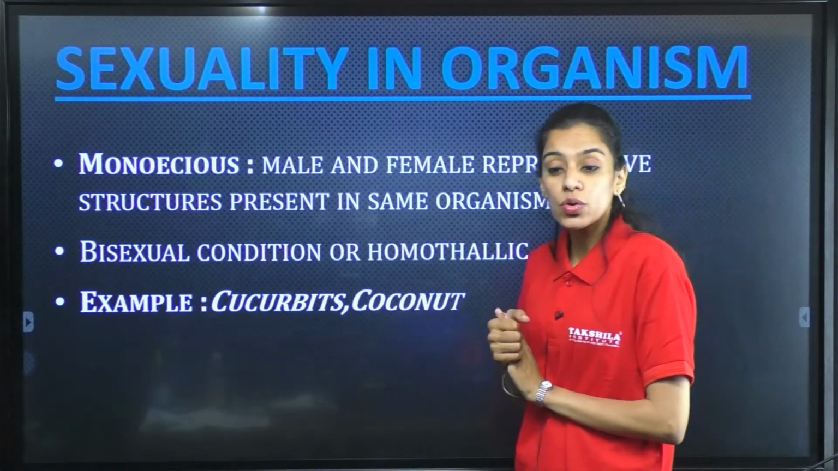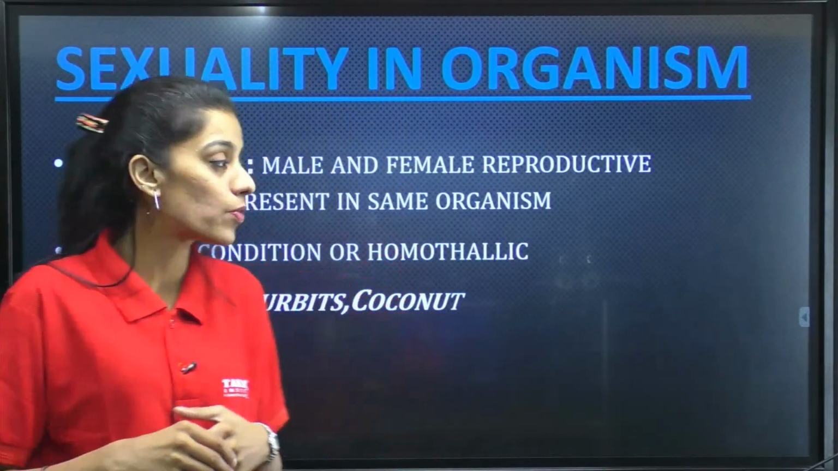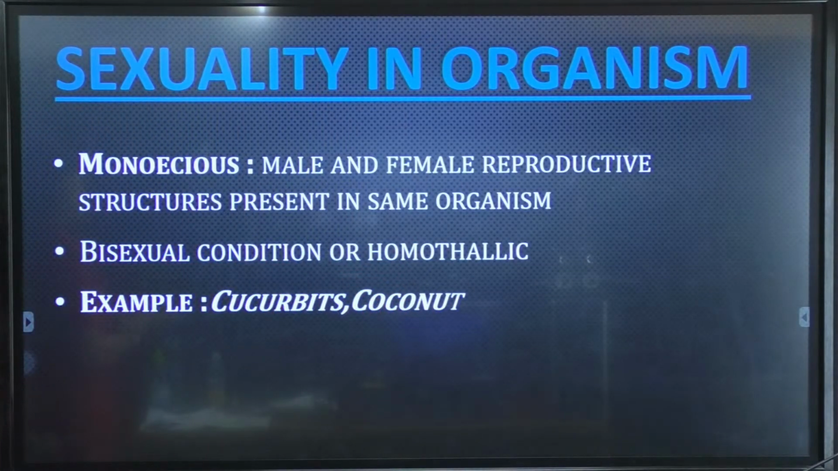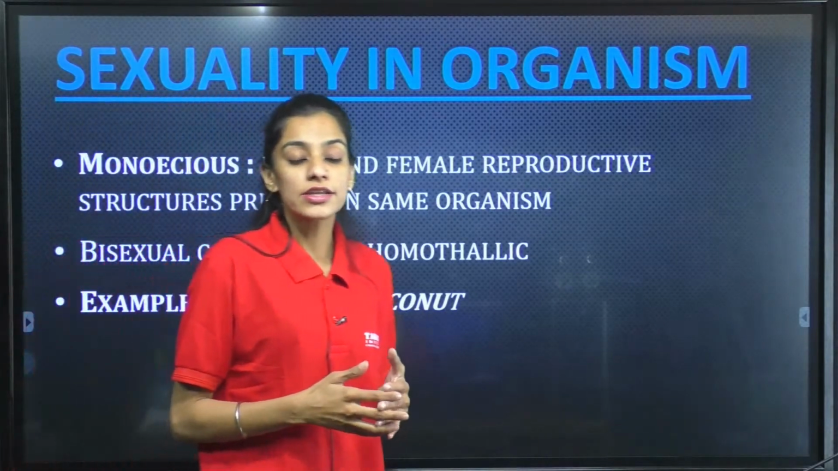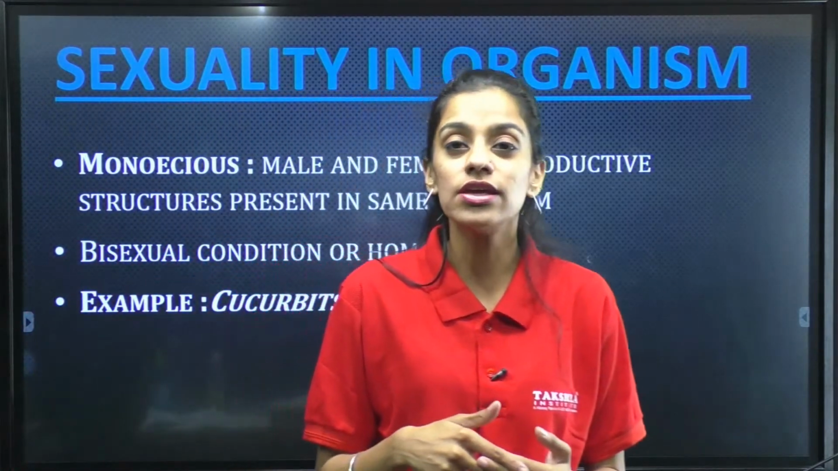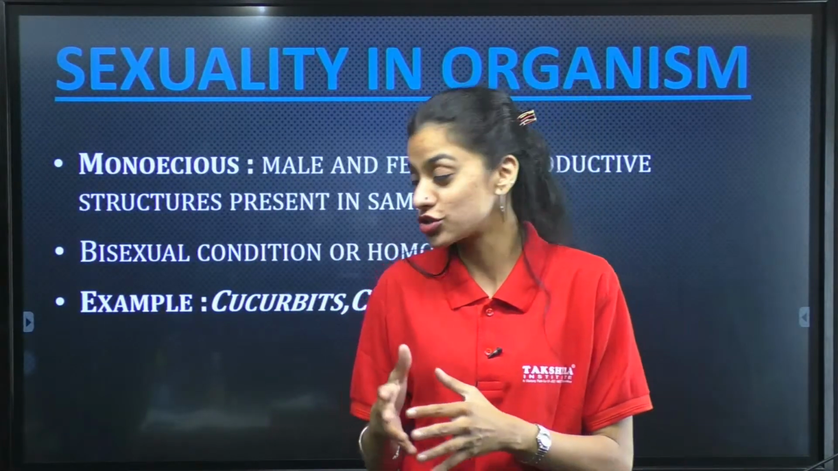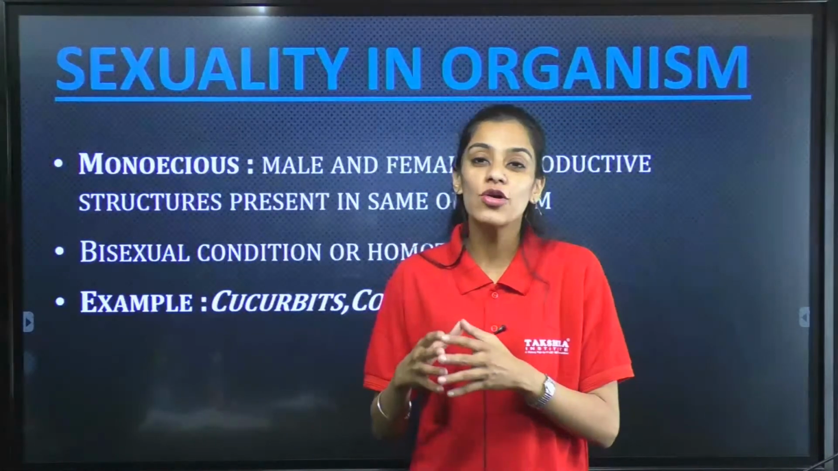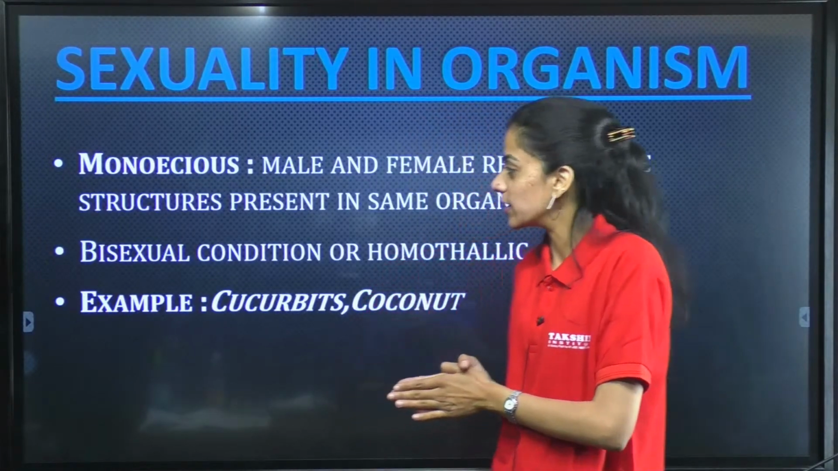For example, cucurbits and coconuts. Please do remember the examples. They are important from your exam point of view, because they can ask you whether they are bisexual or monoecious, dioecious. Monoecious and dioecious usually stand for plants, and unisexual and bisexual are mostly used for animals, to say whether it is unisexual or bisexual.